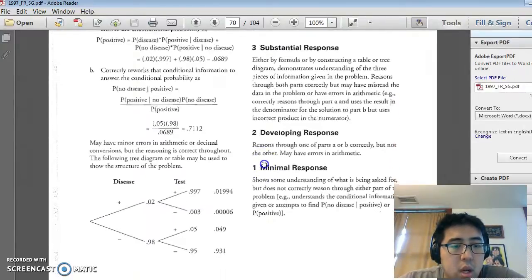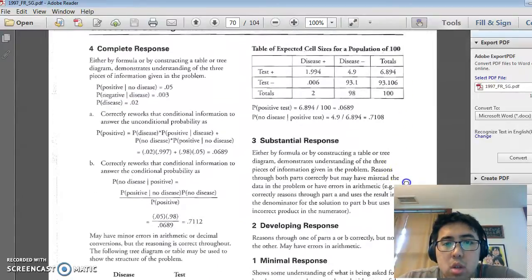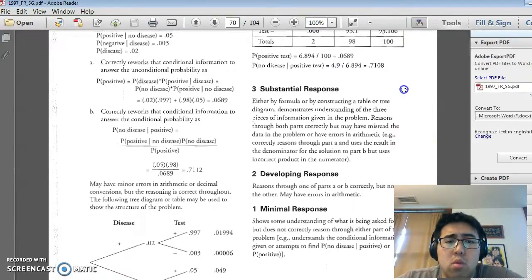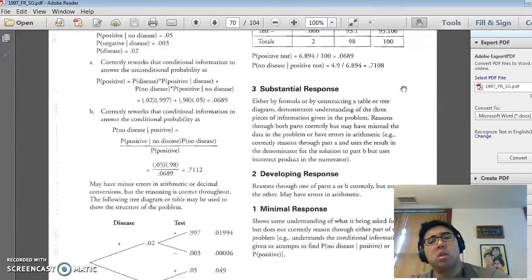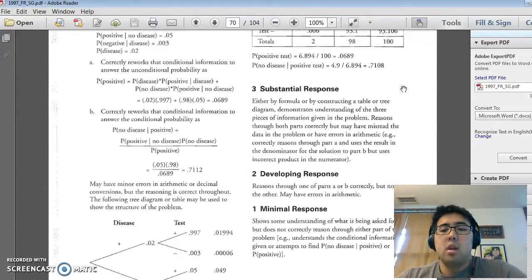So it's similar to what we did. I don't think we wrote these probabilities in, but I don't think that matters that much. Okay, or you could have done a two-way table. This would also work. So let's see what a substantial response would be. This rubric is not nearly as clear as rubrics that were developed later, obviously, because this was the first one.